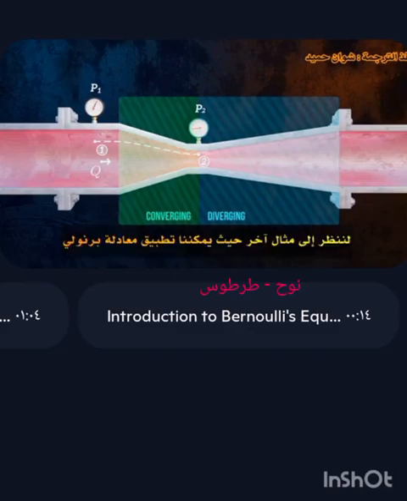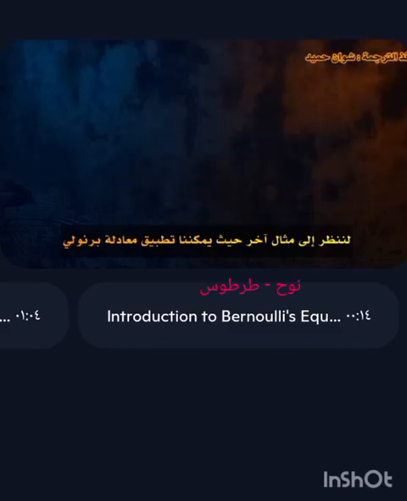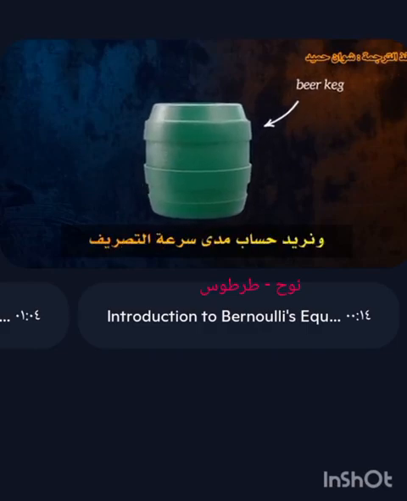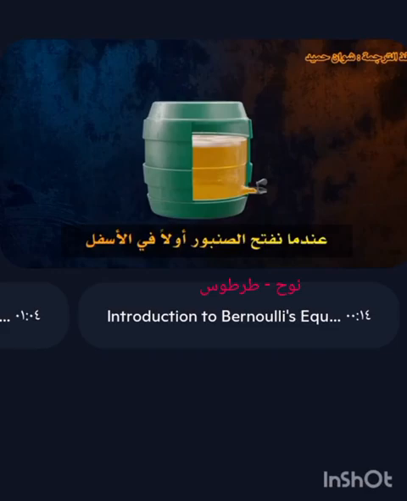Let's look at one more example where we can apply Bernoulli's equation. Say we have a beer keg, and we want to calculate how fast beer will drain when we first open the tap at the bottom. All we need to do is define our 2 points along a streamline and apply Bernoulli's equation.